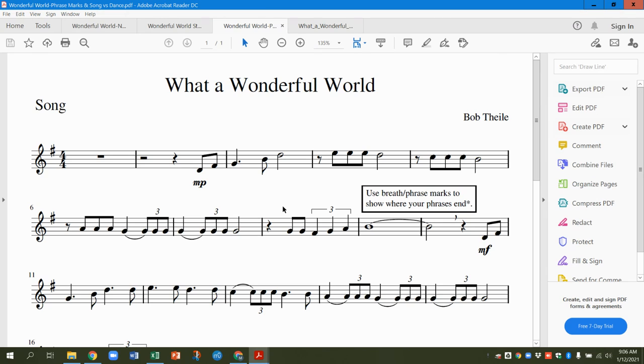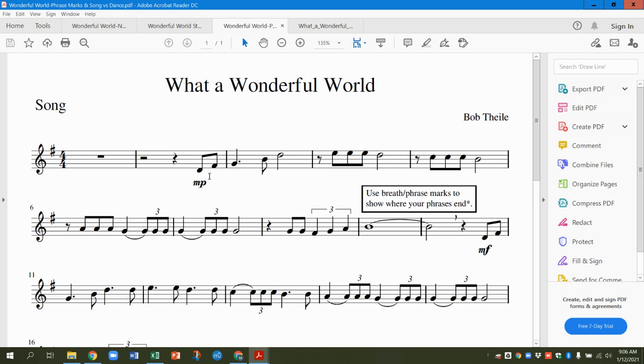Phrases are almost always in 4-measure chunks or 8-measure chunks, so you can use that to help you figure out where your phrases might be as well. And then the next step to do with phrases is to add some dynamics to them.